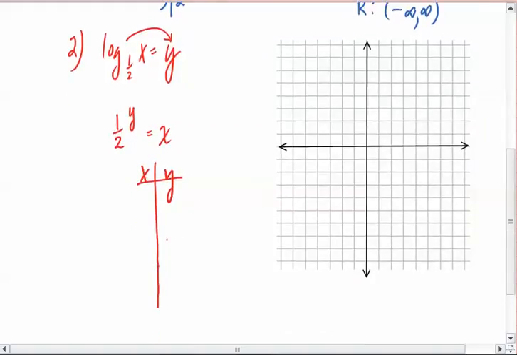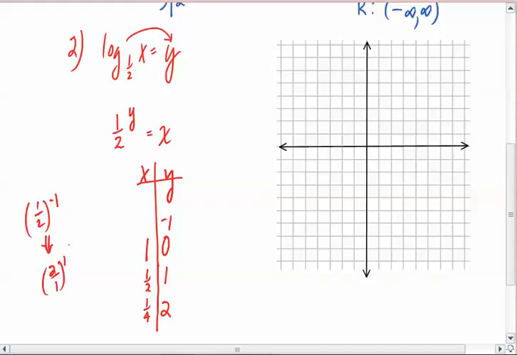Okie doke. So we're going to start again with 0. If I put a power of 0 in, I get a 1. If I put a power of 1 in, I'm going to get a 1/2. If I put a power of 2 in, I get a 1/4. If I put a power of negative 1, think about it. 1/2 to the negative 1 power means we're going to flip the fraction and take the negative off of the exponent. So that's just 2. But if I have a negative 2, then that's going to give me what? A 4. All right, let's plot these points.